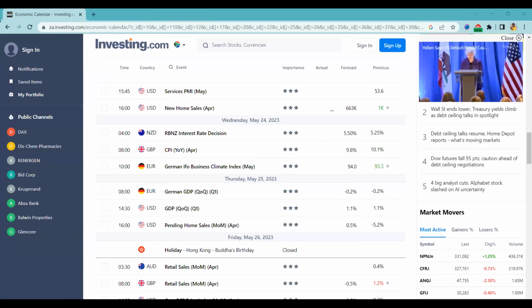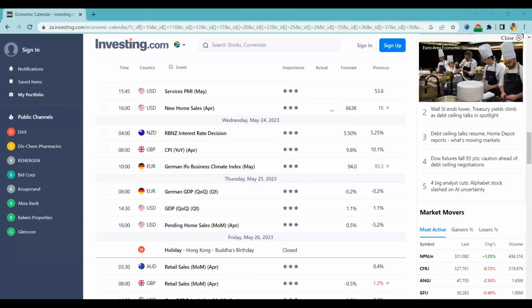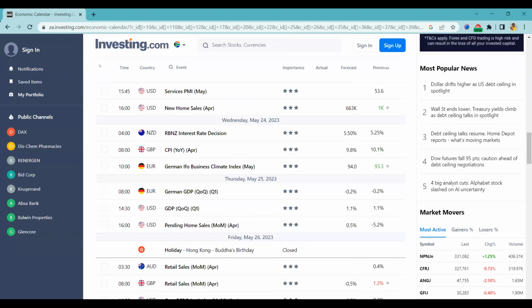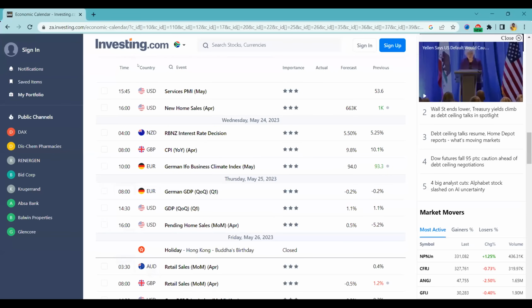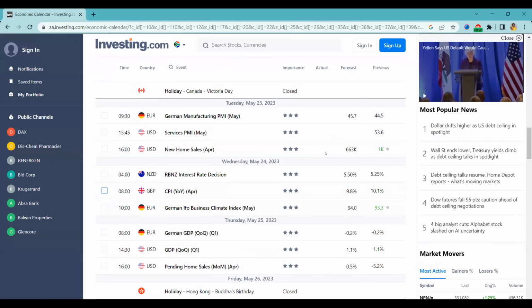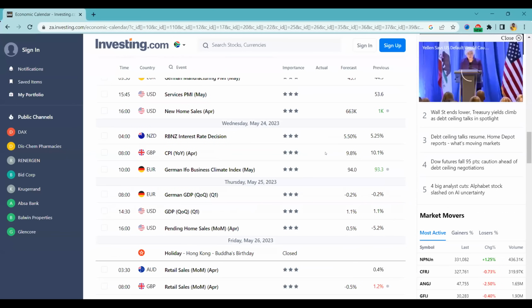Okay, look at something, Coach. The event next week, Wednesday, the CPI. Guys, does that event move? Which one? The GBP CPI, the one after GBP CPI. Guys, are you listening? Let's have a look on the calendar. Which date exactly? It's on Wednesday, 24th of May, 8 o'clock.